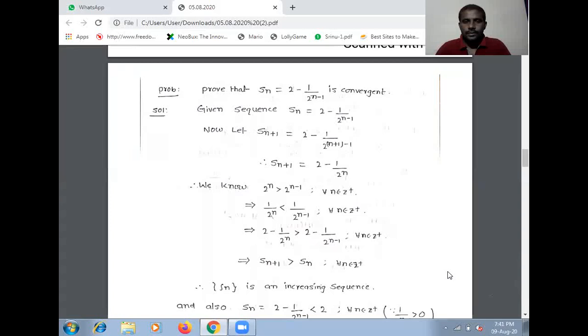Dear students, in the previous class we discussed the monotone sequence convergence theorem, and also we solved some problems on that theorem. Today also we will solve some problems.